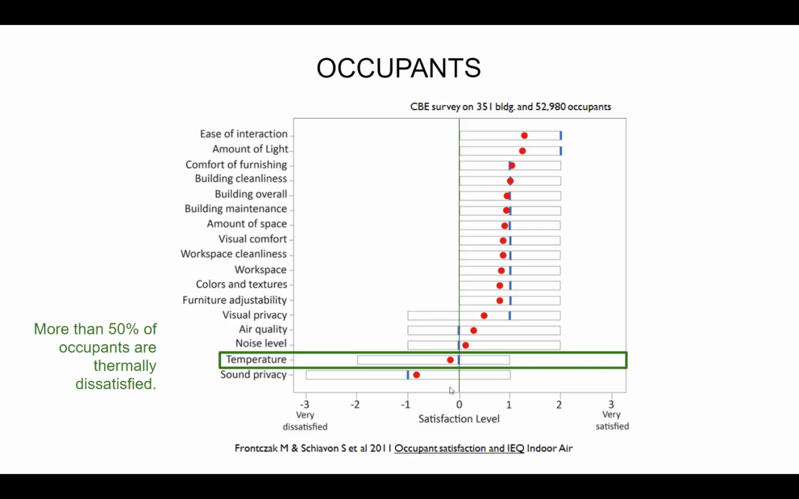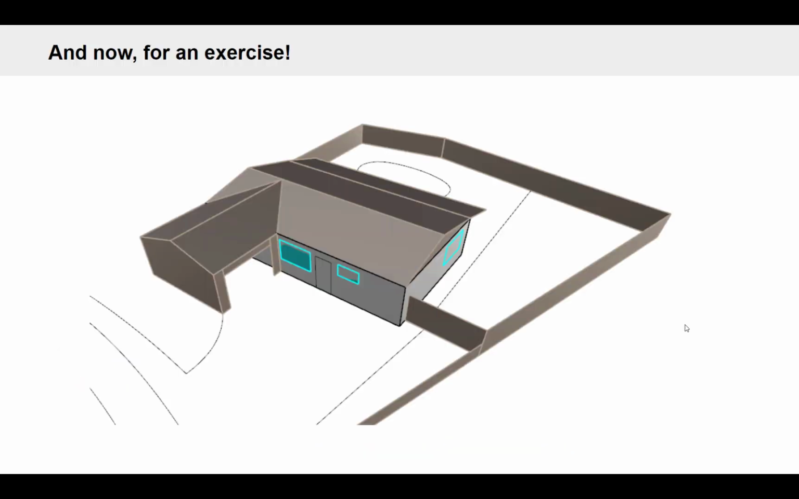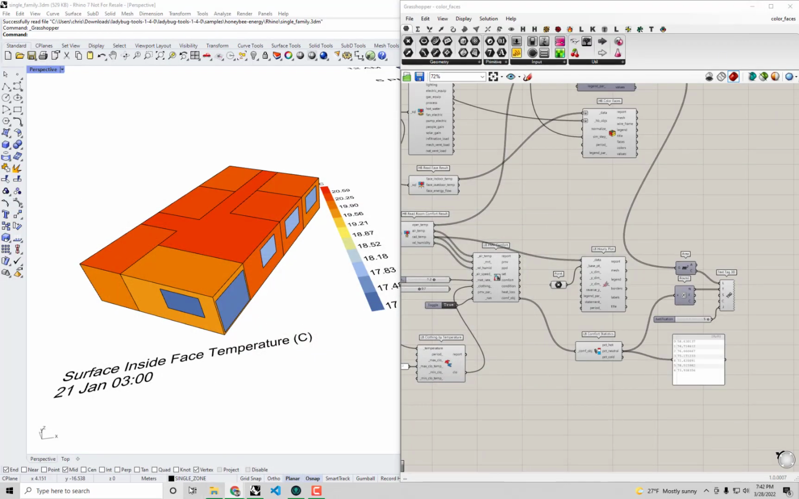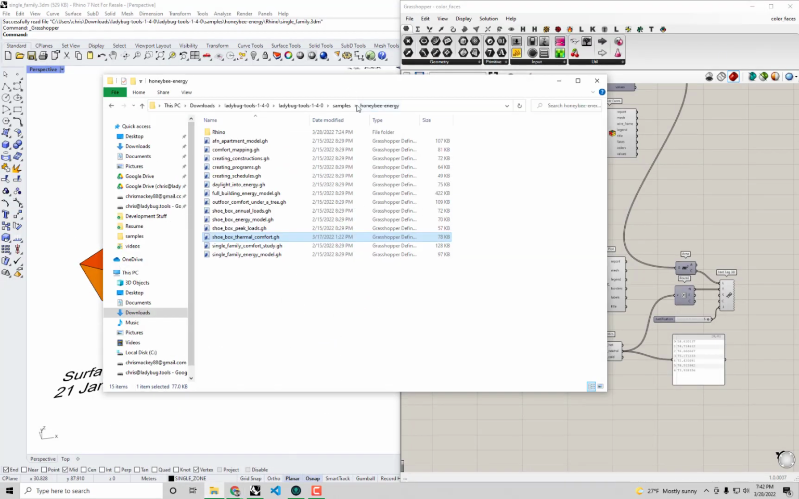So, all right, now that I've hammered home this concept to you a lot, that thermal comfort really is a big issue, and it is something that you really can use to argue for certain strategies, let's go back and do an exercise. So I'm not going to go back to the single family home, but I want you guys to go over to the samples that we've been working from. And again, I'll put the link to this specific sample file in the description of this video.